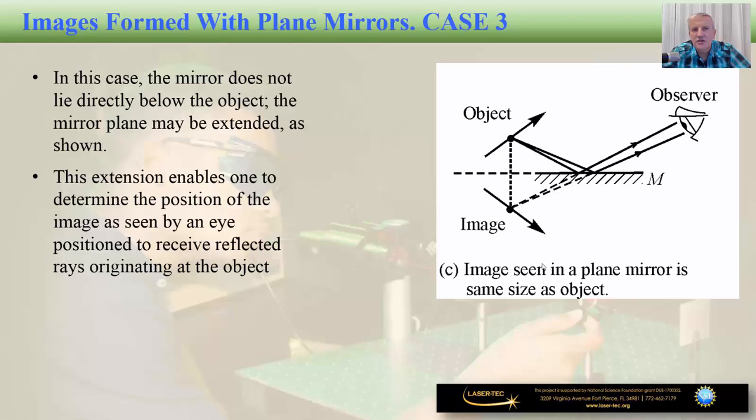Here's an interesting case of a mirror that does not lie directly below the object. The question is how to analyze this case. You would want to extend the mirror as shown in the picture, and this extension is going to enable someone to determine the position of the image as seen by an eye positioned to receive reflected light rays originating at the object. So even though there is no mirror immediately below the object, if your eye is positioned here, you're still going to see the mirror image of this object. The way you can explain that, and construct the position of the mirror image, is again by extending the mirror and then using the ray tracing technique.